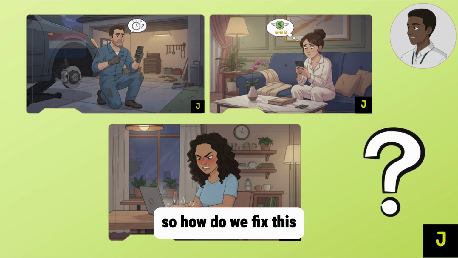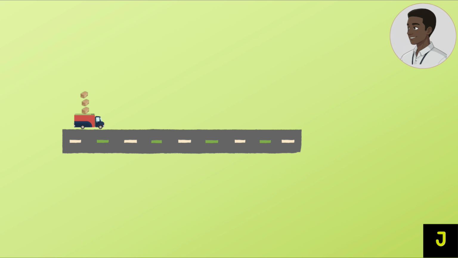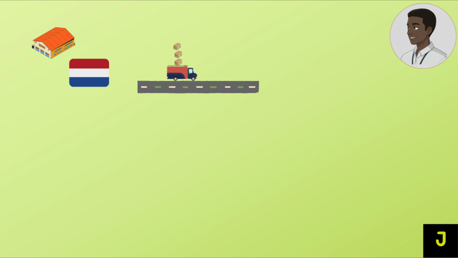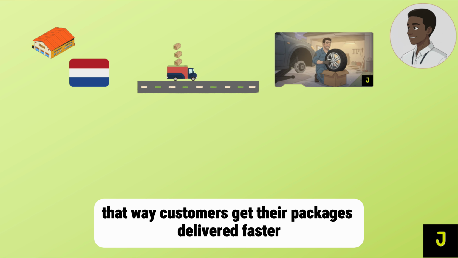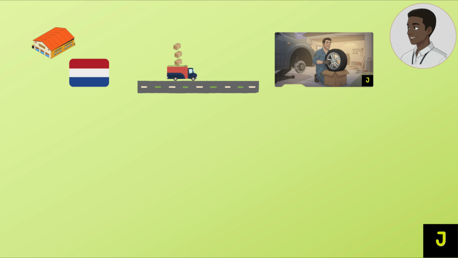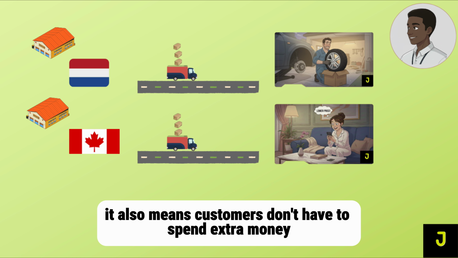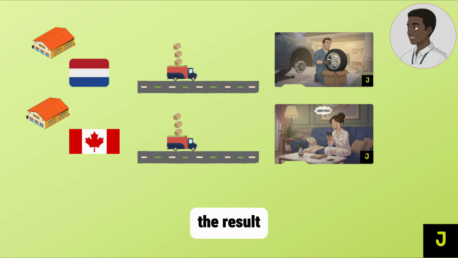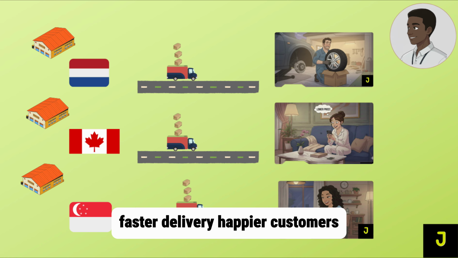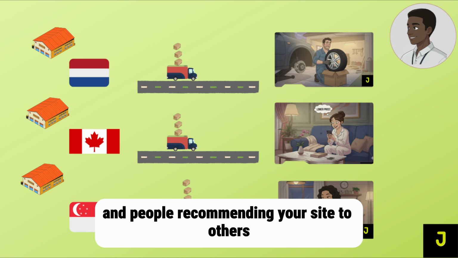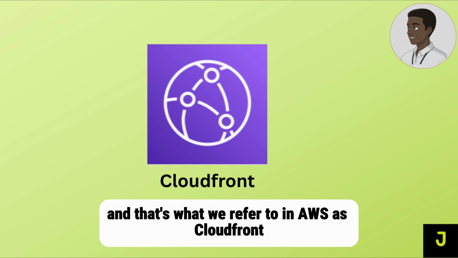So how do we fix this? What if instead we had smaller warehouses located in each major city? That way, customers get their packages delivered faster without waiting for them to travel across the world. It also means customers don't have to spend extra money just to receive what they ordered. The result? Faster delivery, happier customers, better reviews, and people recommending your site to others. And that's what we refer to in AWS as CloudFront.